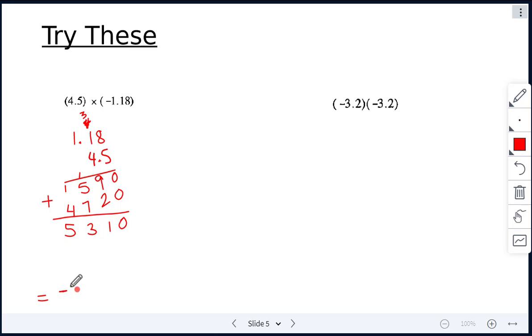All right, and we know our answer is negative. Put down your negative there. Count your decimal places. So here we have 2 decimal places, and here we have 1. So 2 decimal places there, 1 decimal place there, for a total of 3 decimal places. So 1, 2, 3, put our decimal place right there. So our answer is negative 5.310. And I'll just answer it here as well. 5.310. And that was a negative.